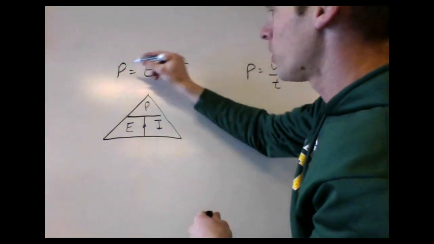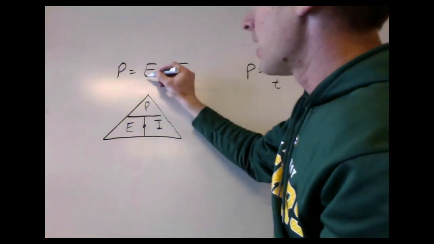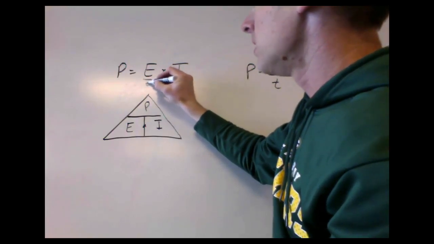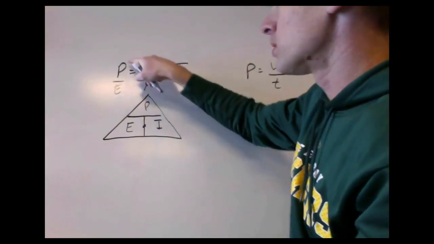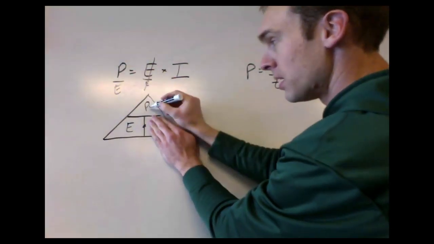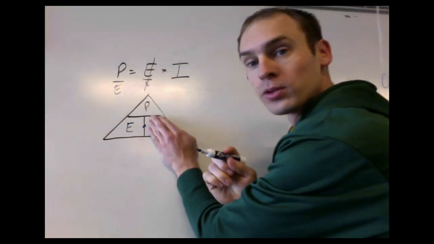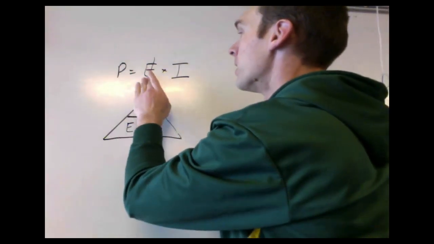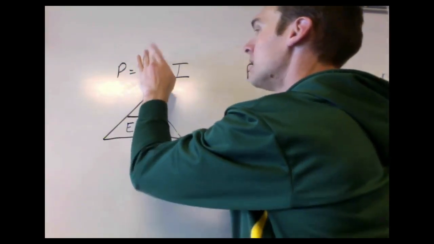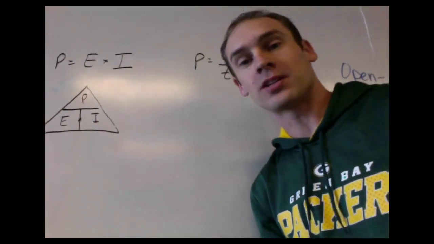And if you want to prove it, if you have P equals E times I, and we divide both sides by E, those cancel. You have I equals P over E, or power over voltage. So it works. This little trick can also be applied to any equation with 3 variables.